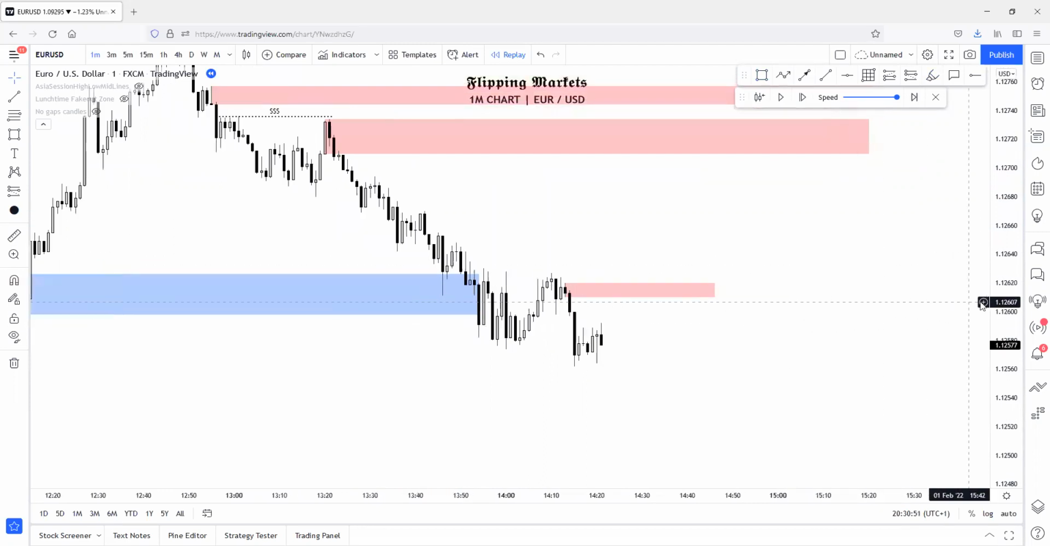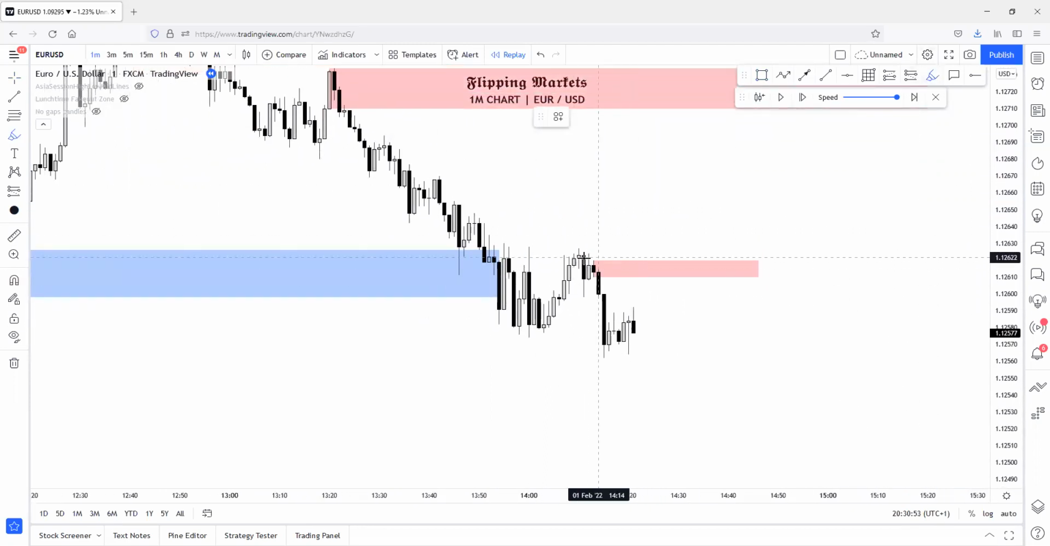Would you risk this setup, guys? Would you open a position on this supply zone? Would you risk this? Because liquidity is being formed actually here. No? No. Feel free to use your microphones, guys. Don't be shy.